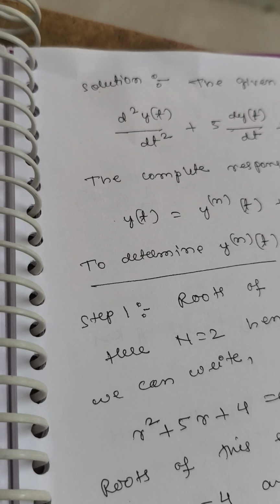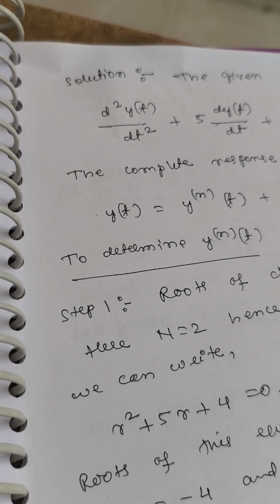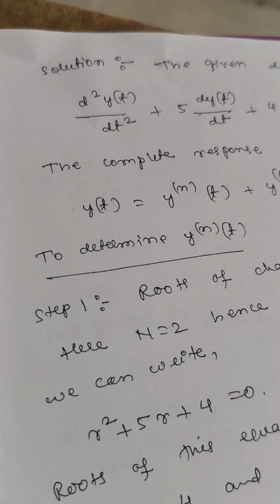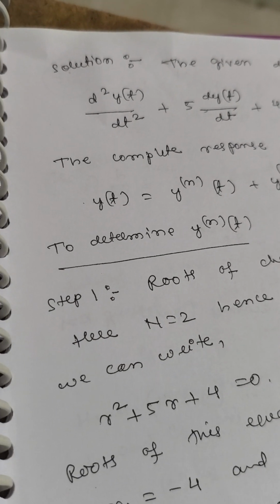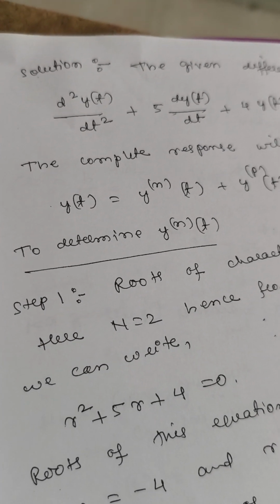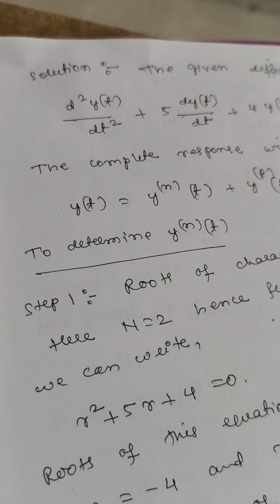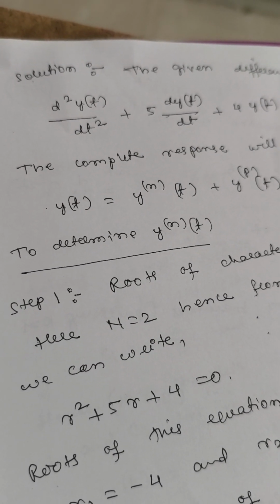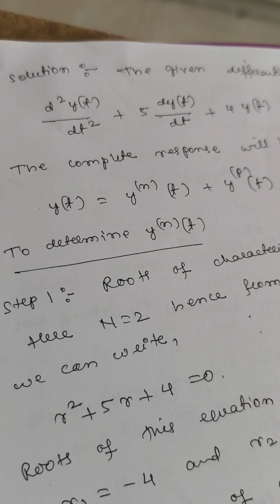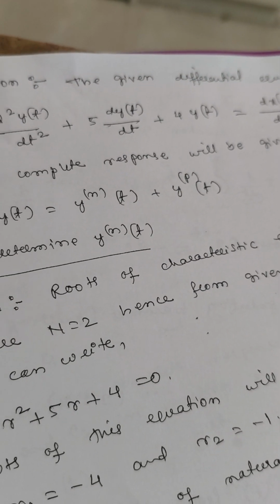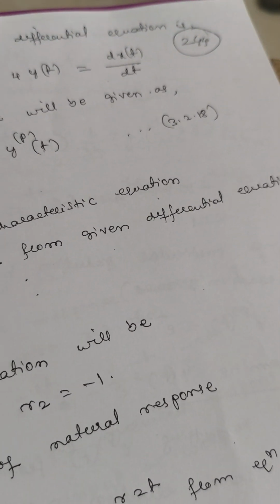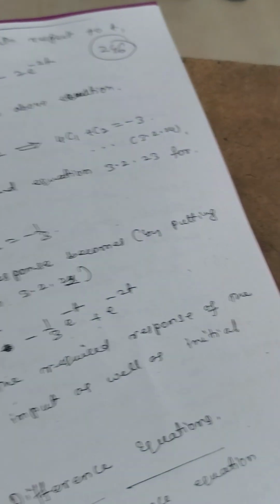K raised to d square. In place of y(t), what do we have to substitute? K into e raised to minus 2t. In the term 5 d in place of y(t), what are we to write? K into e raised to minus 2t. Then 4 plus y is what? K into e raised to minus 2t. Like this we have to substitute that one.